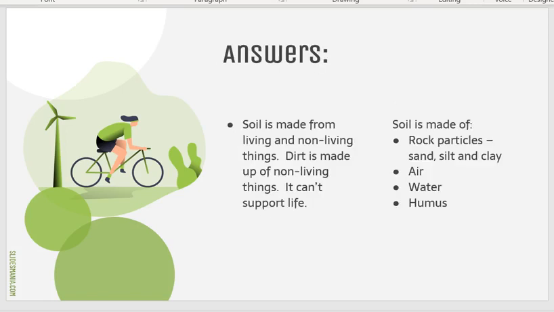So, first of all, soil is different from dirt because soil is made from living and non-living things. Dirt is only made up of non-living things. It cannot support life. And then soil is made up of rock particles like sand, silt, and clay, air, water, and humus.